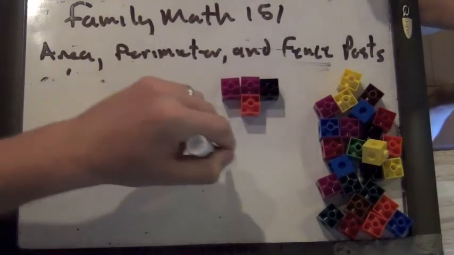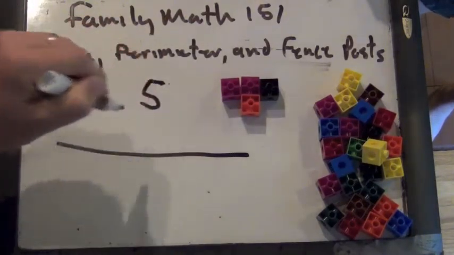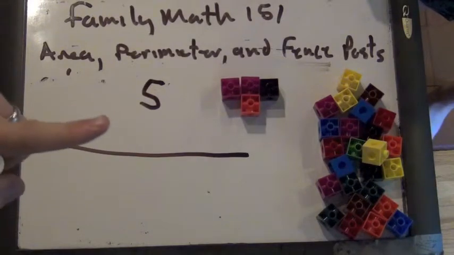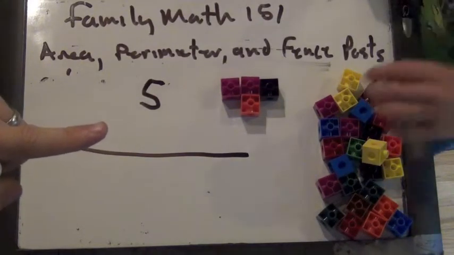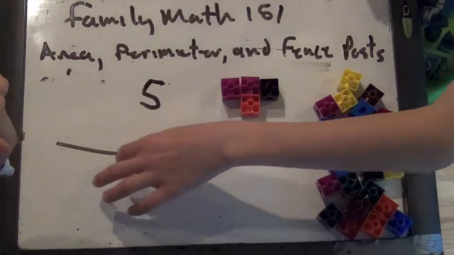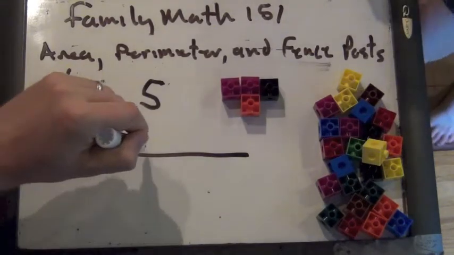Well, let's just say we have a straight line, and let's say that line is, I don't know, 5 long, and I want to put a fence post every 1 unit. How many fence posts do you think I'm going to have? Well, every 1 unit, 1, 2, 3, 4, 5, and then you have to put one at the end. Interesting.